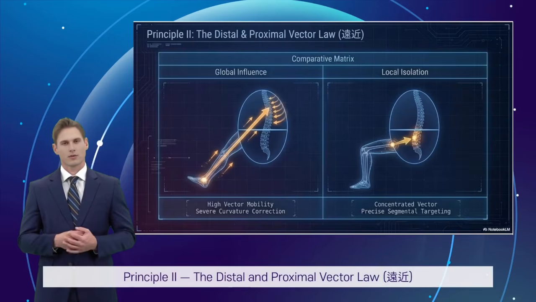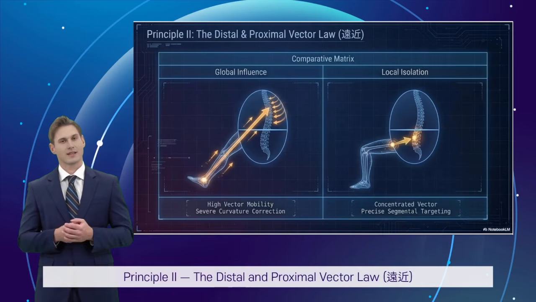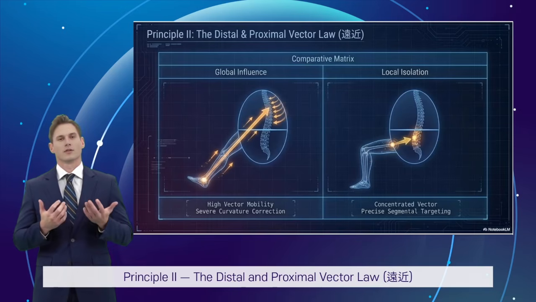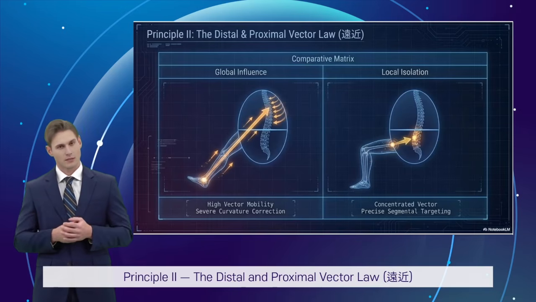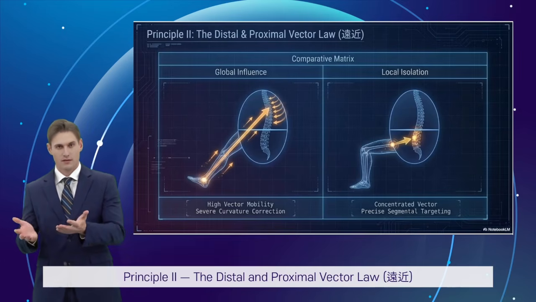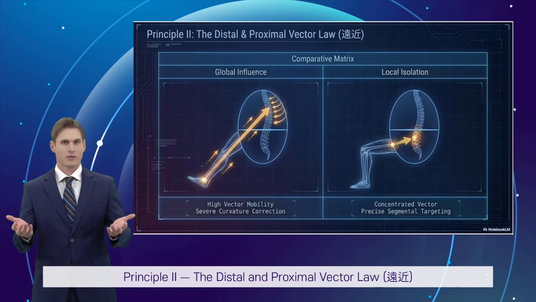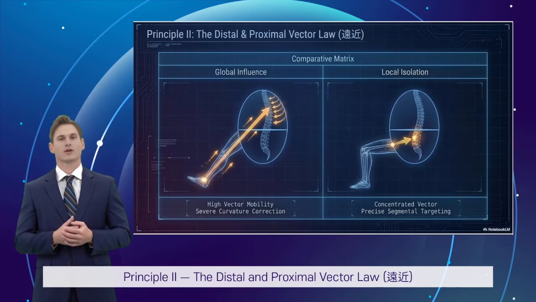The second principle, one gun, is the distal proximal vector law. Contacting a distal point, the ankle or wrist, produces a wide vector range, while suited to severe curvatures. Contacting a proximal point, the knee or elbow, concentrates the vector for precise, segmental correction. Clinicians choose between distal and proximal contact points depending on curvature severity and the specific correction targeted.